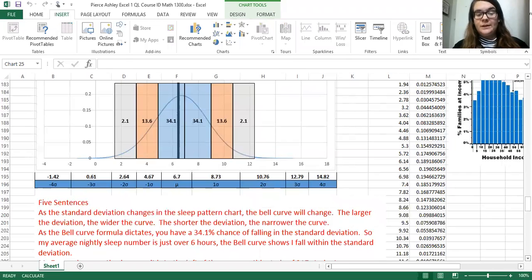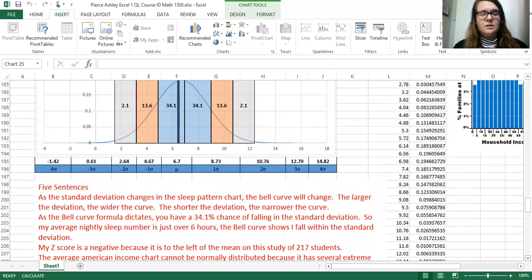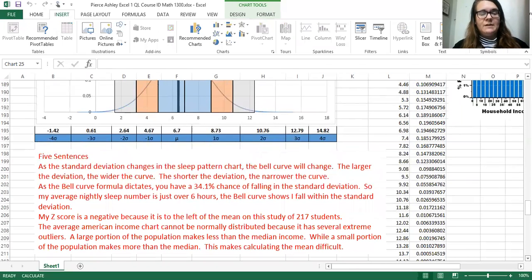Unfortunately, my average nightly sleep number is just over 6 hours, as you'll see right there. I fall within the standard deviation. My z-score is negative because it is to the left of the mean in this study of 217 students.